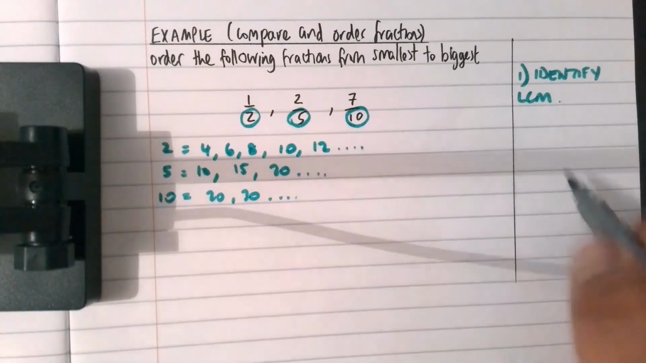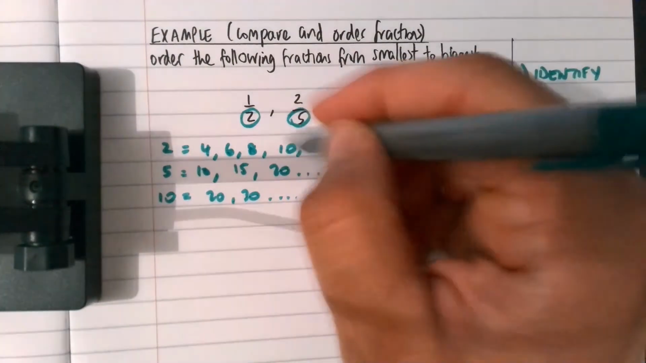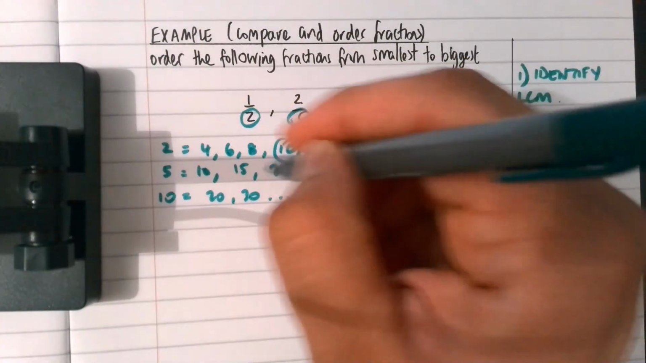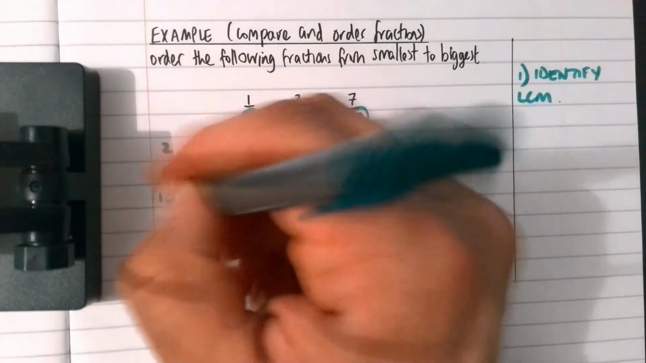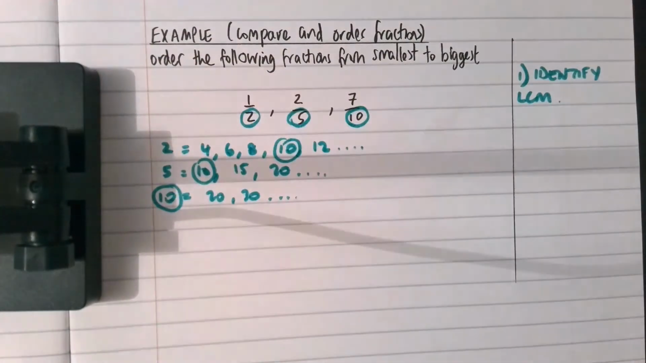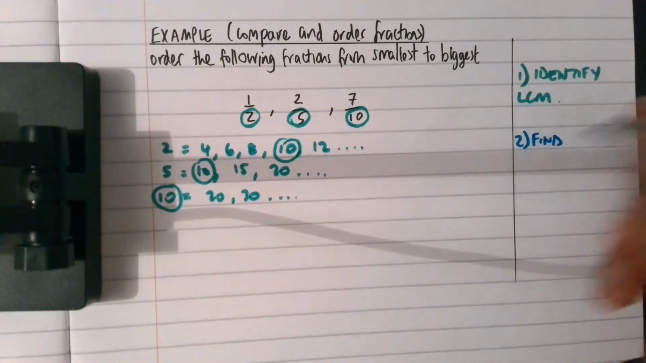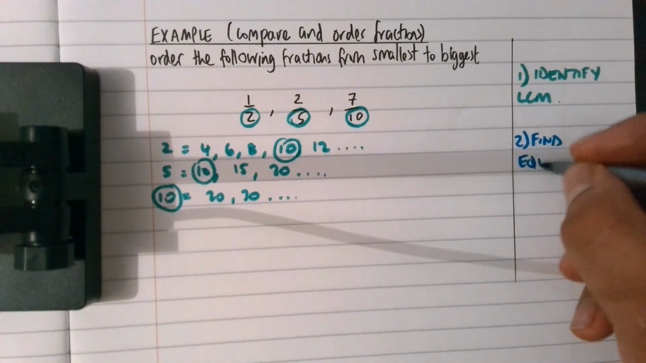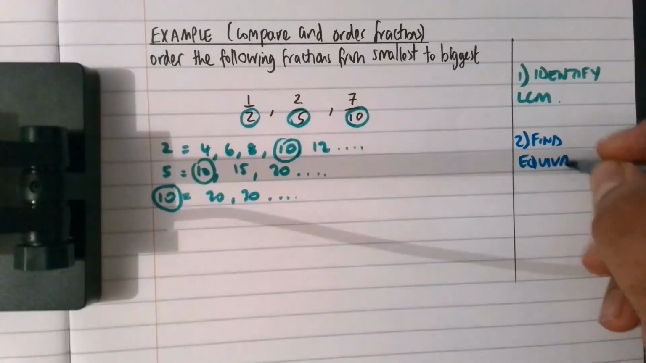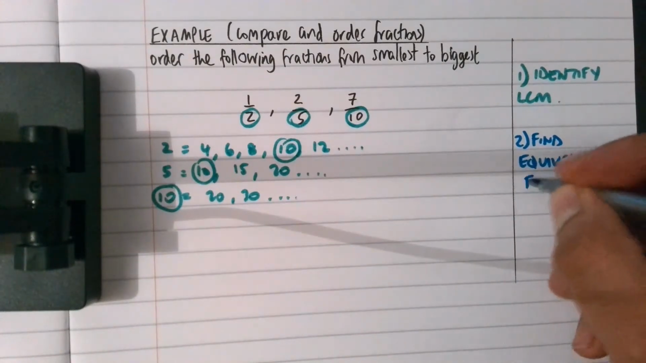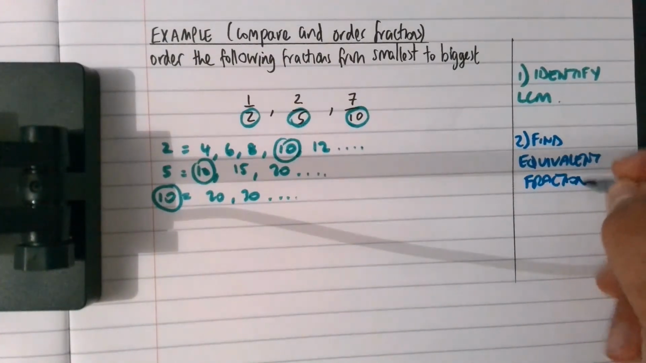Now if we compare the three lists, you can see that 10 is the lowest common multiple. It's the common multiple and it's the first common multiple, so that's the one we're going to use. And now we need to find the equivalent fractions for the three fractions. So that means we need to scale those fractions up so that we can compare them. And we're going to use our list.